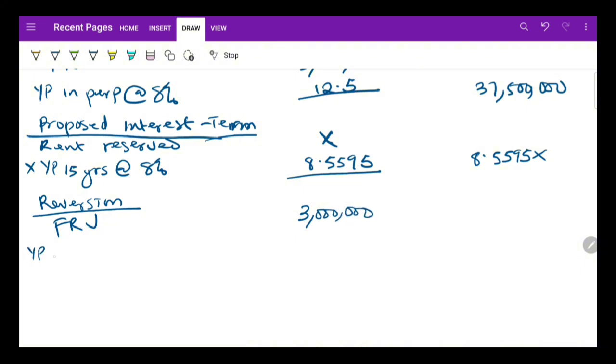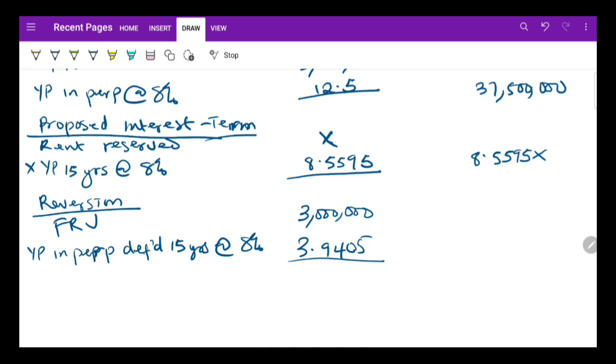And then we have your YP in perpetuity, in perp deferred 15 years at 8%. Please, I'll talk about these rates when I finish the calculation. At 8%. So YP in perp deferred 15 years at 8% simply means that he doesn't begin to enjoy the FRV until after this lease expires in 15 years. Also check out the video on how to calculate the YP in perp deferred. So this gives us 3.9405. Okay, and when you multiply that, it gives 11,821,500.